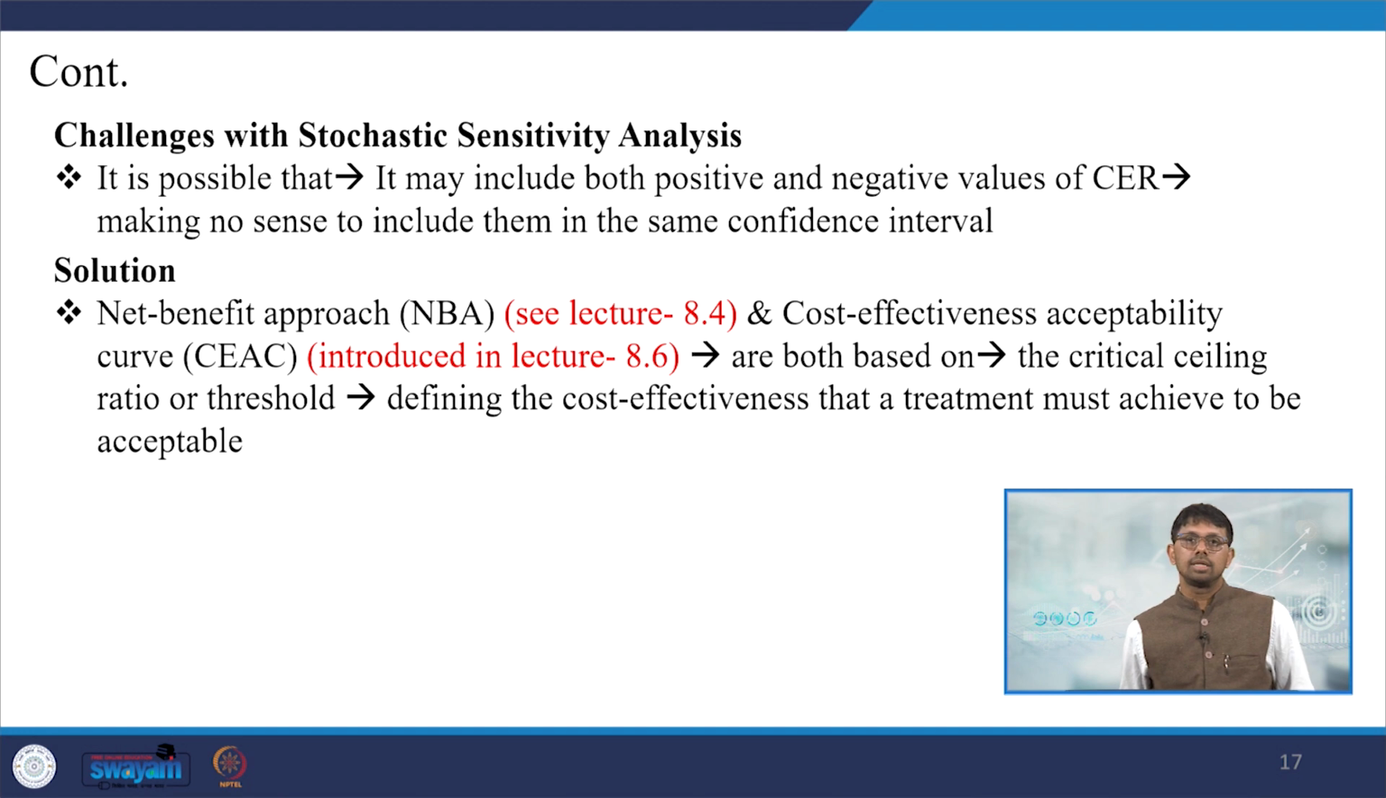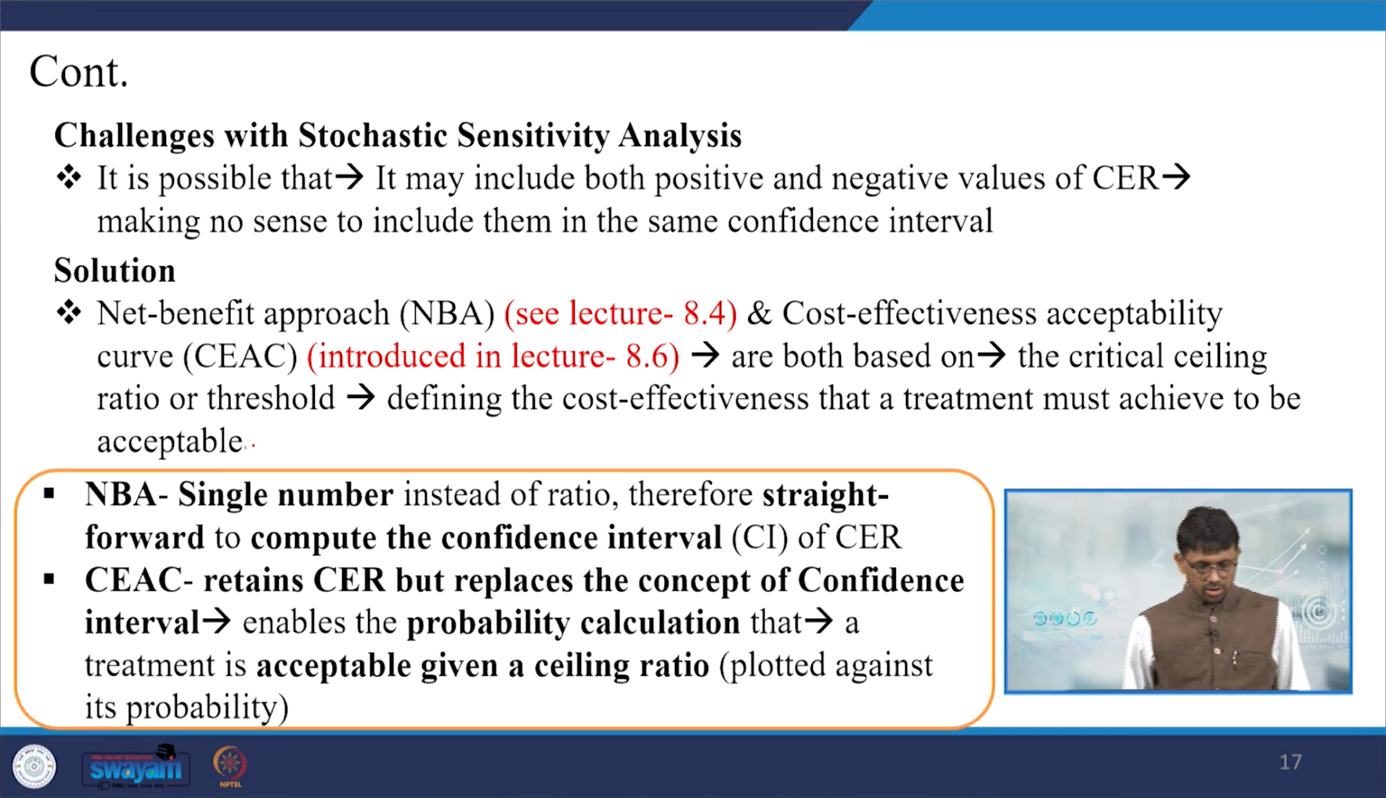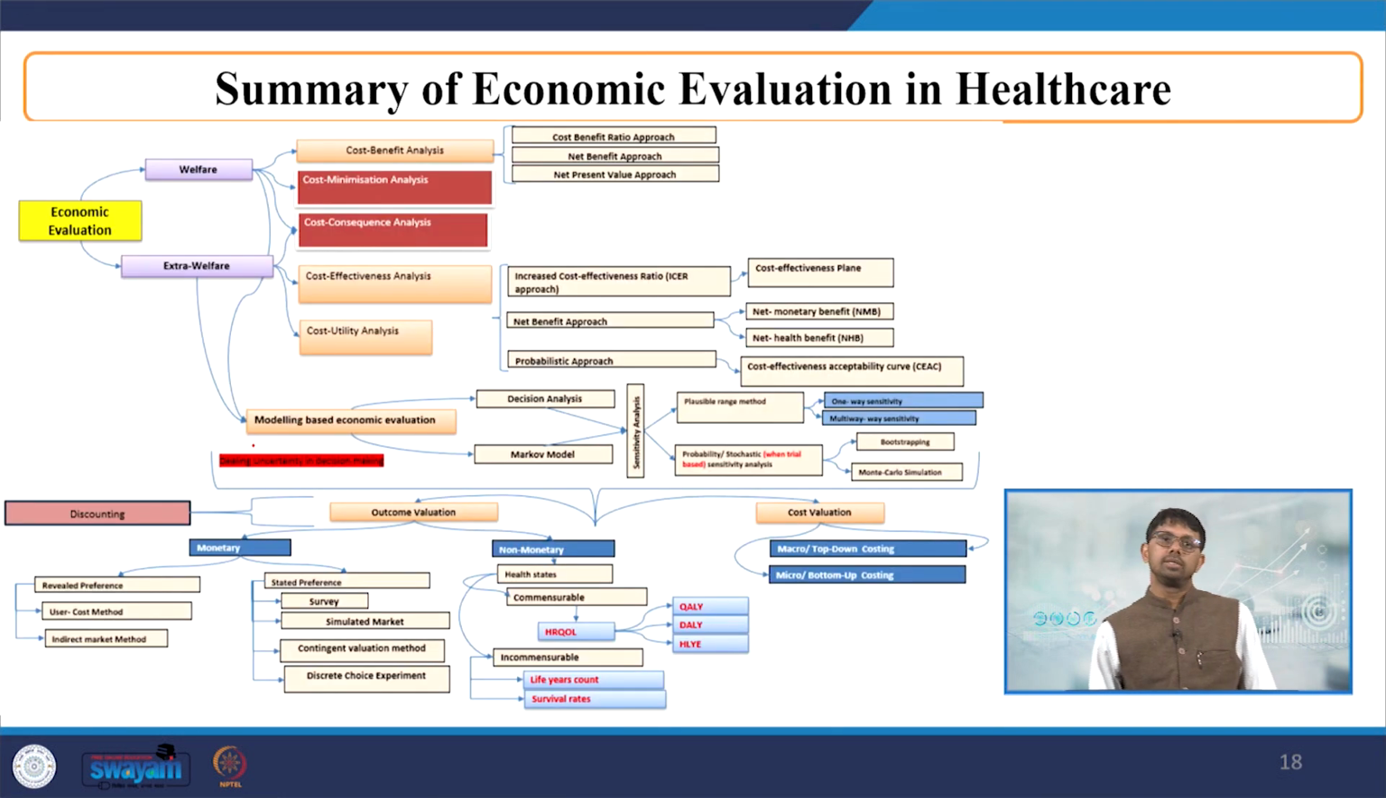Both are based on a critical ceiling ratio or threshold, defining the cost effectiveness that a treatment must achieve to be acceptable. The NBA in short gives a single number instead of a ratio, and is therefore straightforward for computing the confidence interval, whereas the cost effectiveness acceptability curve retains the CER but replaces the concept of confidence interval. This enables the probability calculation that a treatment is acceptable given a ceiling ratio, which is plotted against its probability.